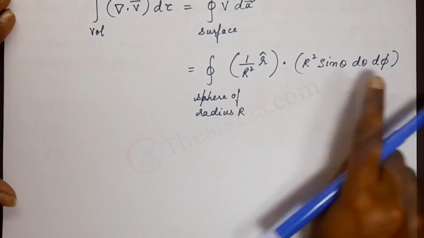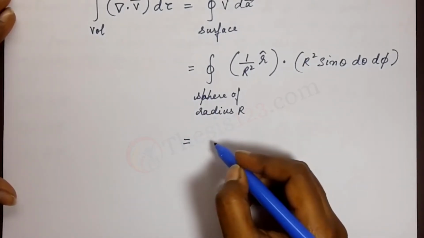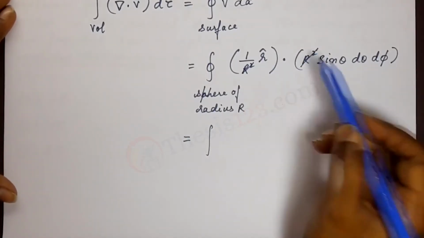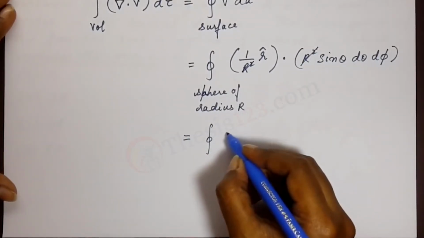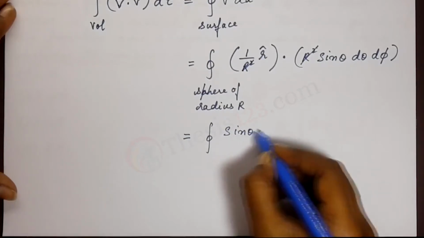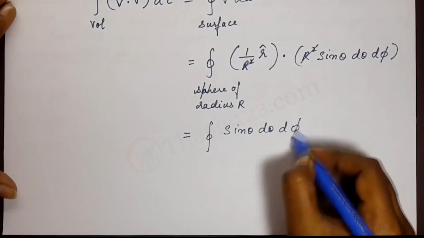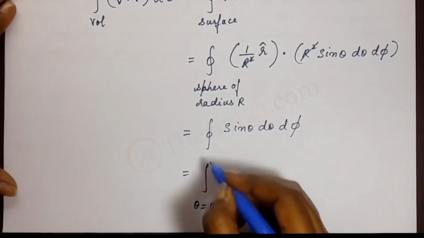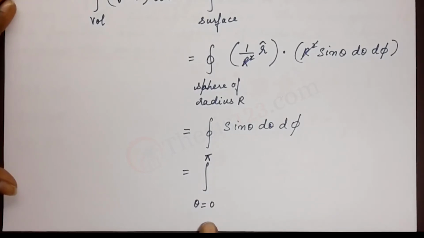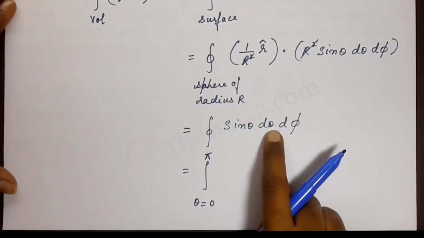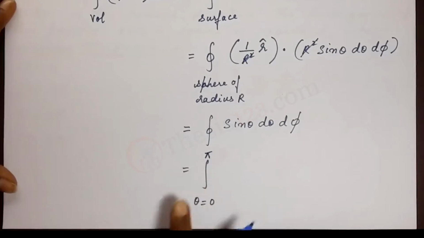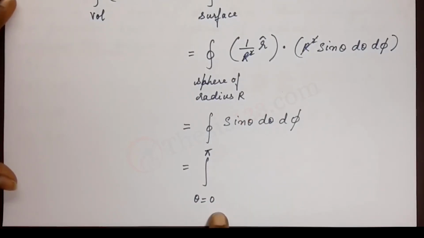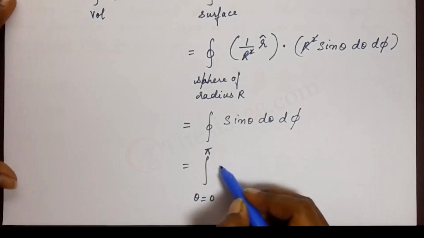Now we will have to expand this and write it in integral form. So here we have, now r square and r square cancel out. So we will have the surface integral of sine theta d phi. If we split this, we will have theta from 0 to pi. We have to be very careful with the limits here. Now theta corresponds to 0 to pi. It doesn't complete a whole circle. It completes just from one end to the other. So that's 0 to 180 degrees.